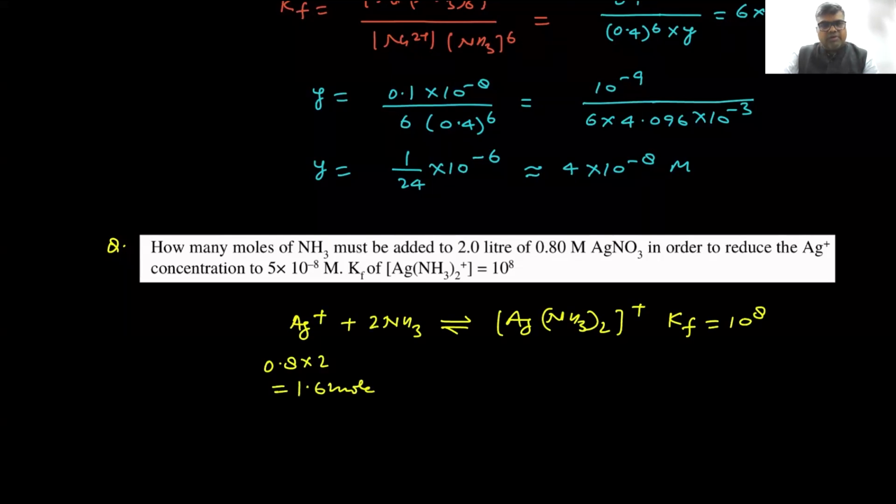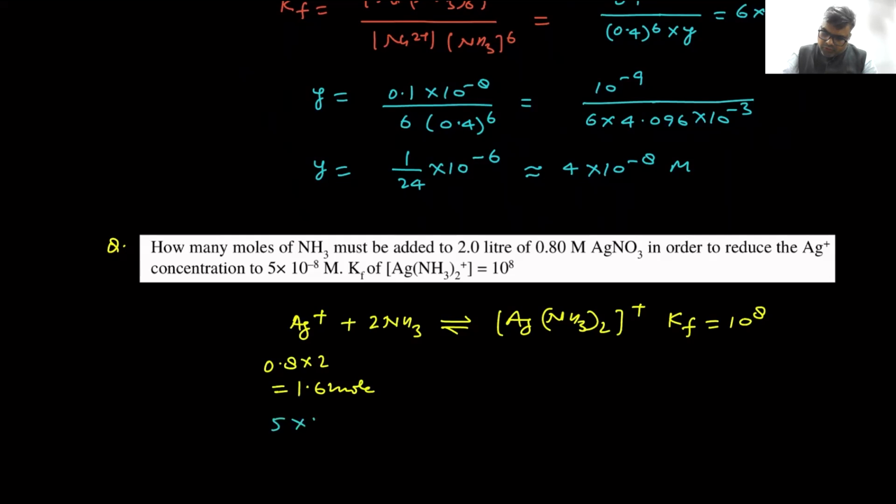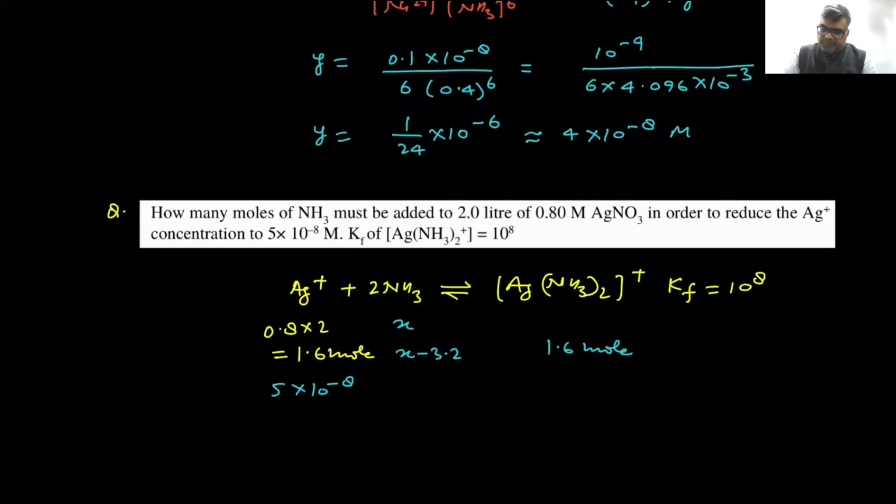If you balance the equation, it will become 2NH3. And since you know after the reaction the moles of Ag+ leftover is 5 into 10 power minus 8, all of you can understand it is approximately 0, which means the complete 1.6 moles of Ag+ has been consumed. So once this 1.6 mole has been consumed, that means initially whatever moles of ammonia we have taken, X, now it is X minus 3.2 moles. And post reaction, it will form 1.6 moles.